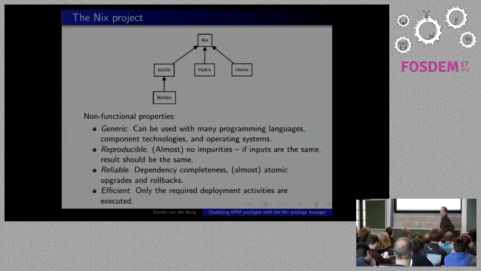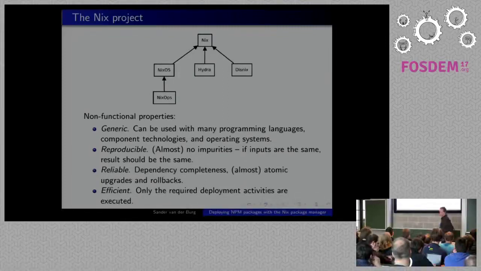Also, another important property of the Nix package manager is reproducible deployment. What Nix tries to do is hide as many impurities that will potentially influence package builds as possible. That typically means that if the inputs of a certain build are the same, then it doesn't really matter where you perform the build. The build should always yield the same result.